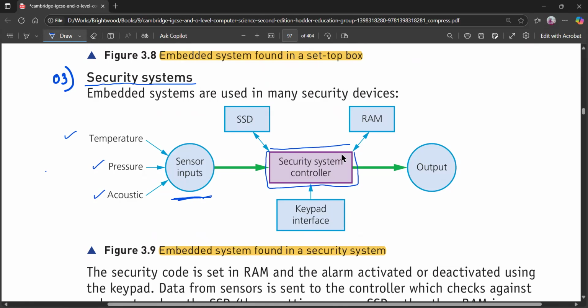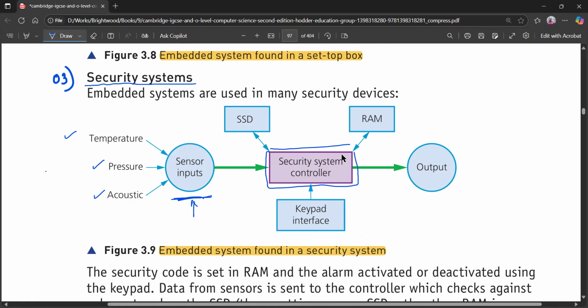If the pressure is more than what? Normally we measure pressure in pascals. If the pressure is more than atmospheric pressure, you can leave it like that. Acoustic is like that, the sound. Like that, they read the input, and according to that input the sensor reads, they give output.